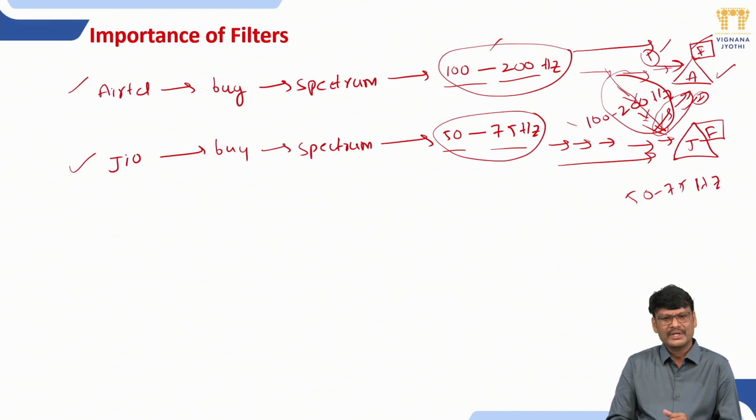Just now I talked about only the telecommunication engineering application of filters, but similarly there are a number of applications in antennas, TV antennas, and radio frequency. I told you only one application, right? This is about the importance of filters.